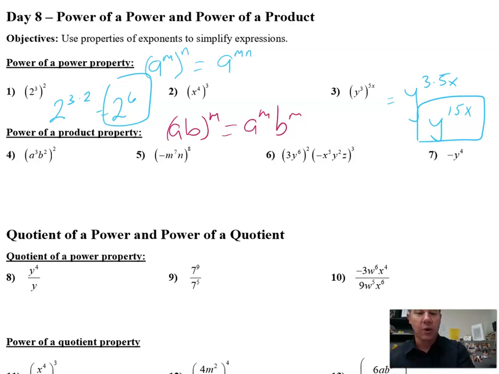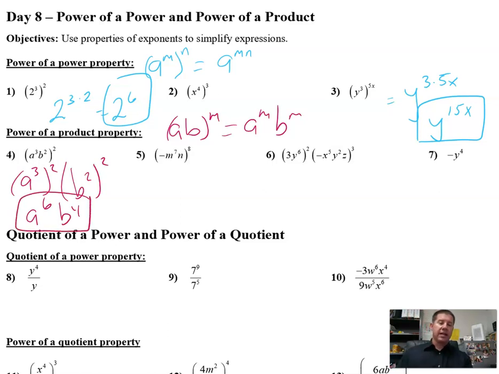This is a great one to show work on. This is a step I normally would write out. I need to take a to the third and raise it to the second power, and take b squared and raise it to the second power. Everything that's inside, you've got to raise to the exponent. Now I can do power of a power: an exponent on an exponent, I multiply, and I get a to the 6th and b to the 4th. As we do more problems, we might start not showing some work, but whenever you can, I think it's a good idea so we can see what you are thinking.